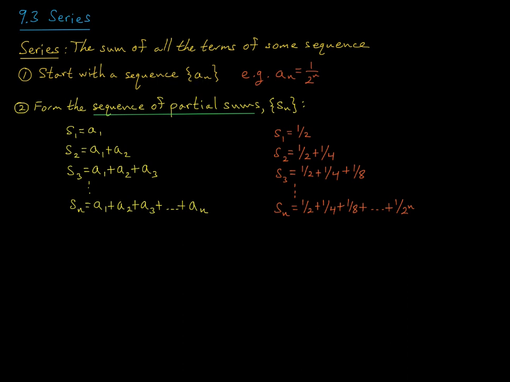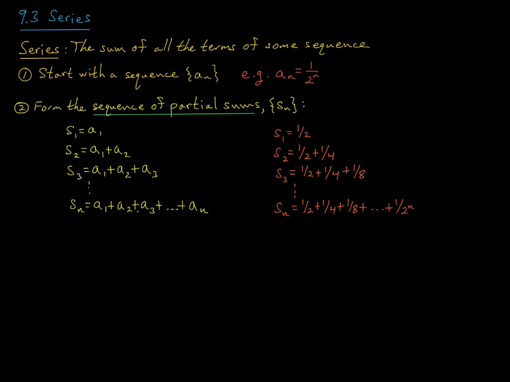So it's a1 plus a2 plus a3, and we keep adding until we get to the nth term of the sequence a sub n. Now for Zeno, s1 is a half, s2 is a half plus a quarter, s3 is a half plus a quarter plus an eighth, and so on and so forth. And in the last video, we noted that s sub n is just telling us the total distance traveled by Achilles on the nth stage of his trip.